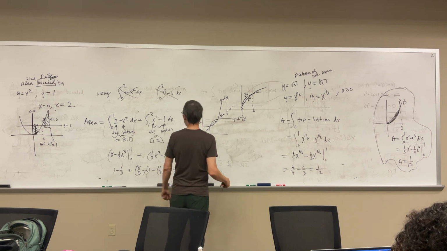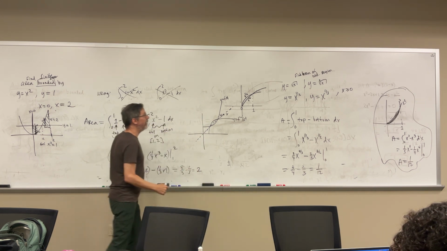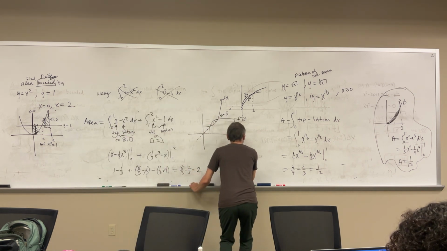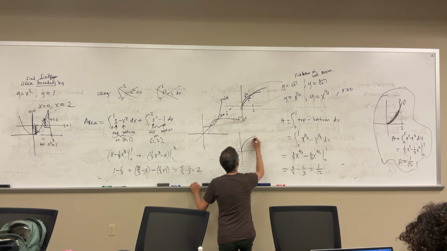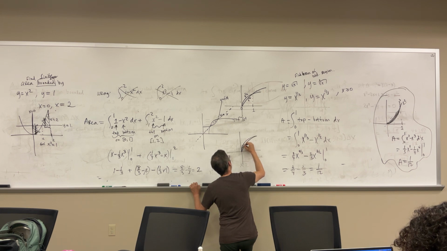Where is it? It's gone. I don't even have it up here, do I? I think I had it. So we had this one, that's the cubed, and then there's the squared. And they change roles. The x to the 1/2 is on the bottom, the x to the 1/3 is on the top.